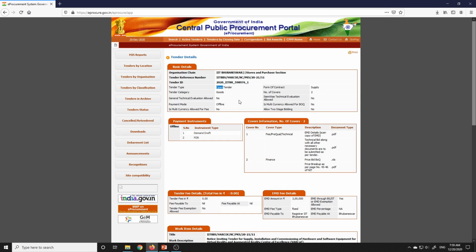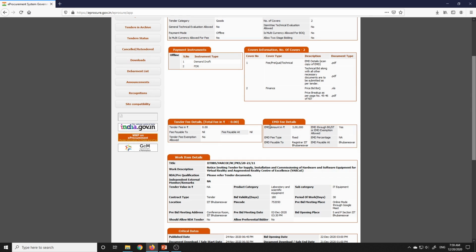See here there is another thing, EMD. This EMD is normally used for your protection. The firm will be giving you a security deposit. Here the EMD is around 3 lakhs. The firm which is applying will prepare a DD of 3 lakhs and give it to your purchase department, so that if you give the purchase order to that firm, they won't betray you. At the final moment they won't be able to say that they will not supply you.